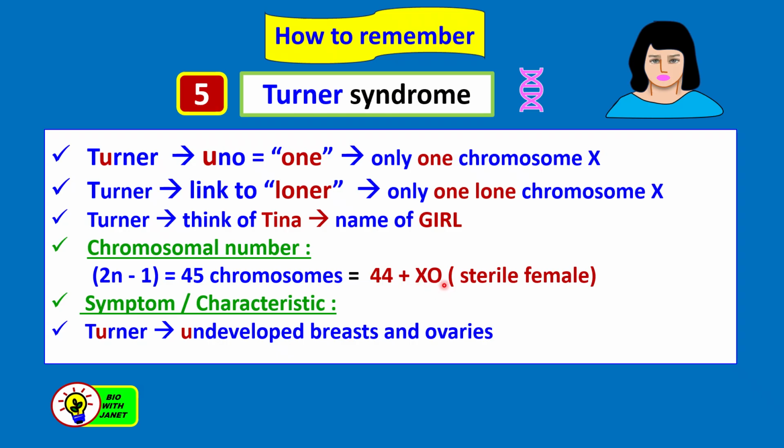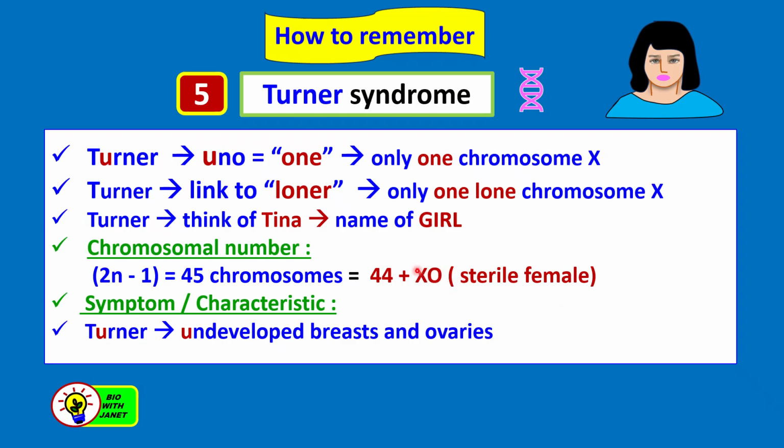So X, O here stands for 0. Just one sex chromosome. Okay? So this is a sterile female. Sterile means cannot bear children, right? Because of the lack of another X chromosome.